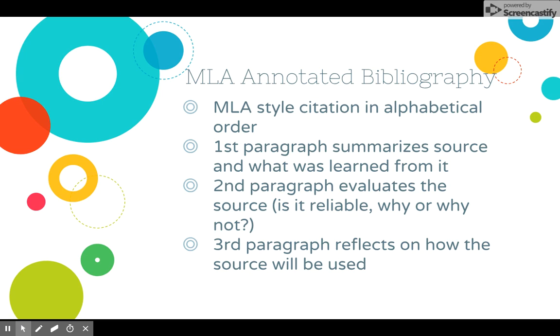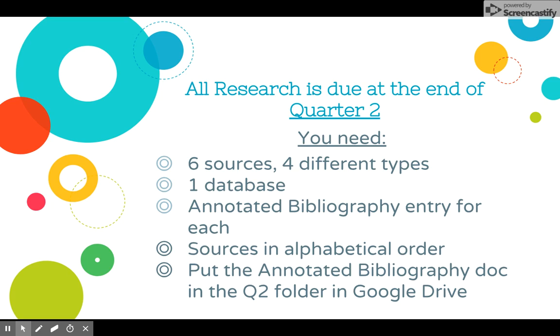All of your research needs to be done by the end of quarter 2, all 6 sources of 4 different types. One of them has to be a database, annotated bibliography entry for each. Make sure those sources are in alphabetical order. And then once all of that is done and good and ready to go, just make sure it is in the quarter 2 folder in your Google Drive and that it is available for your mentor to see, making sure that those sharing permissions say anyone with the link can view.